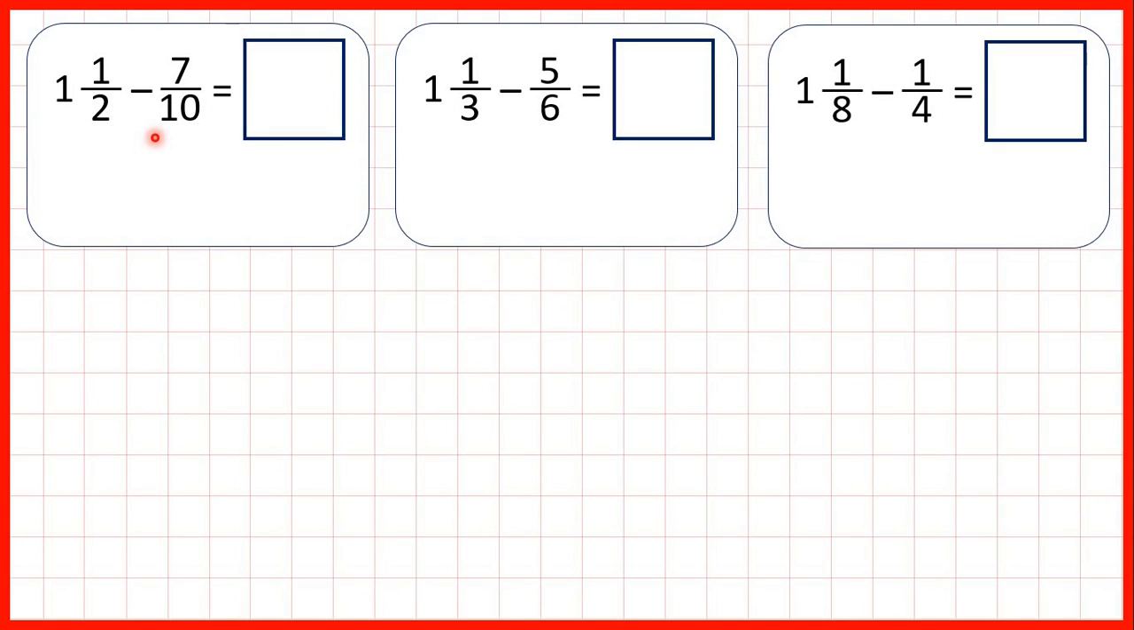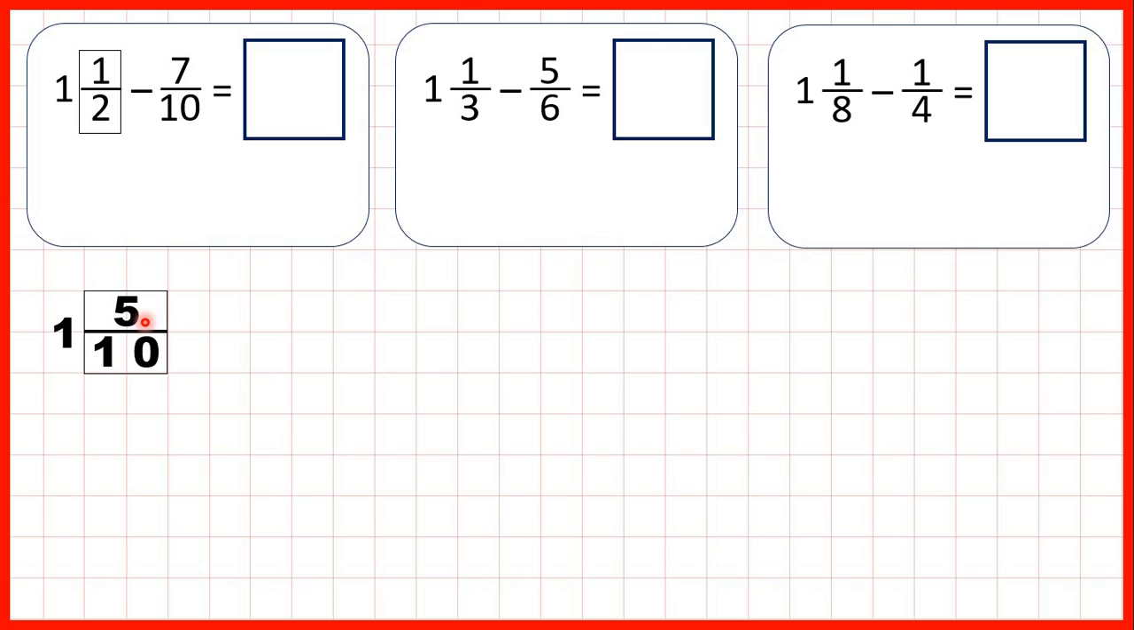Now, we need to subtract a fraction from a mixed number, but if we look at our denominators, we can see that they're not the same, and to subtract fractions, we need the denominators to be the same. So, for this first question, we need to find a fraction equivalent to 1/2, which has a denominator of 10. So instead of writing 1½ we can write 1 5/10.